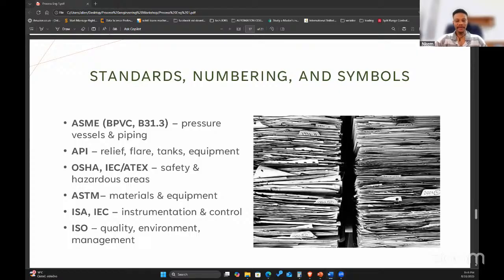Okay, fine. Let me break it down into a simpler way. I will start with the ASME. So for the ASME, think of it as, imagine your body, the human body, okay?